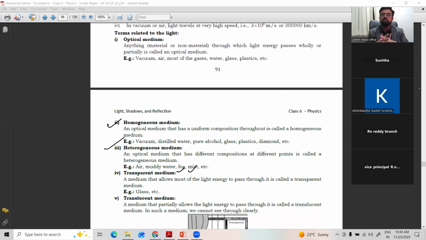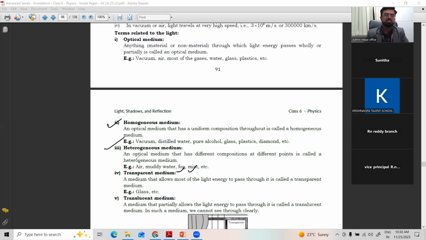Homogeneous, same composition throughout. Remember, either homo or hetero, they should be an optical medium only. They should allow the light, then only you can define. Means all the optical mediums are classified into either homogeneous or heterogeneous, or transparent or translucent. Transparent means which completely allow the light to pass through them, like glass. Translucent, which partially allows the light to pass through them. Oil paper, butter paper, all this comes under this category, right?